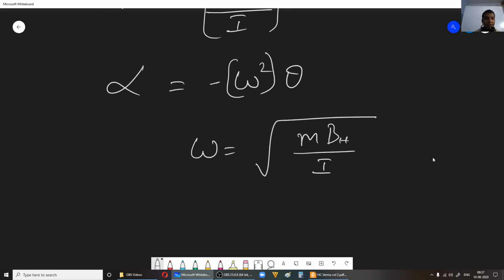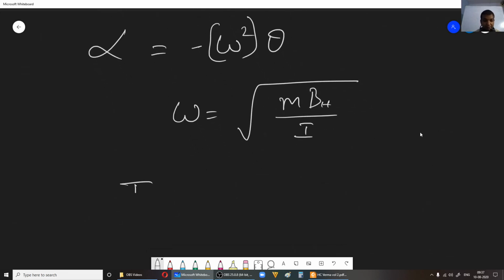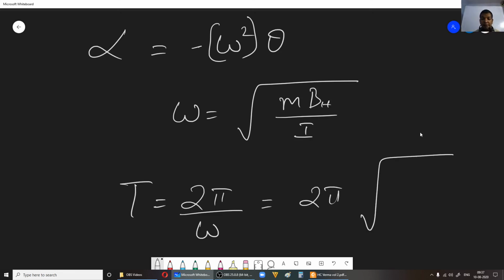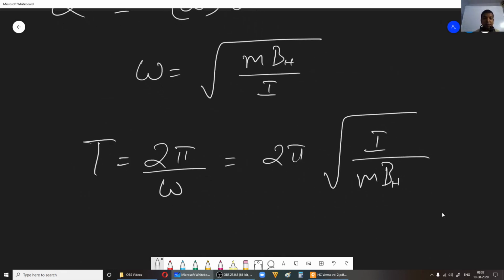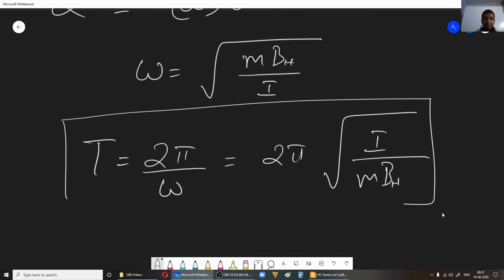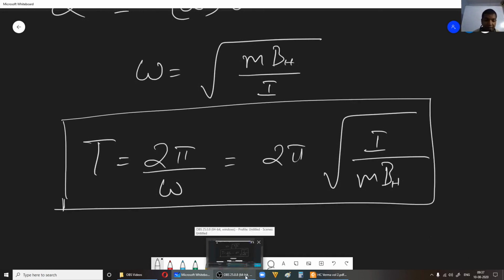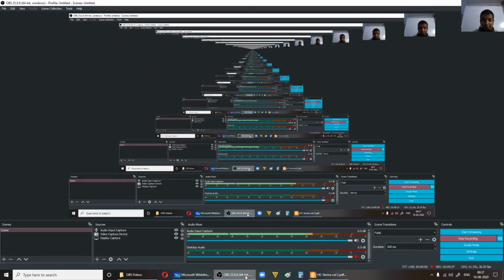Now we know the angular frequency of the oscillations, so the time period of oscillations will be given as T is equal to 2 pi divided by omega. So that will be 2 pi root I divided by MBH. Now we'll see how this expression is used for comparing magnetic fields, magnetic moments, and a few other things in the next class.